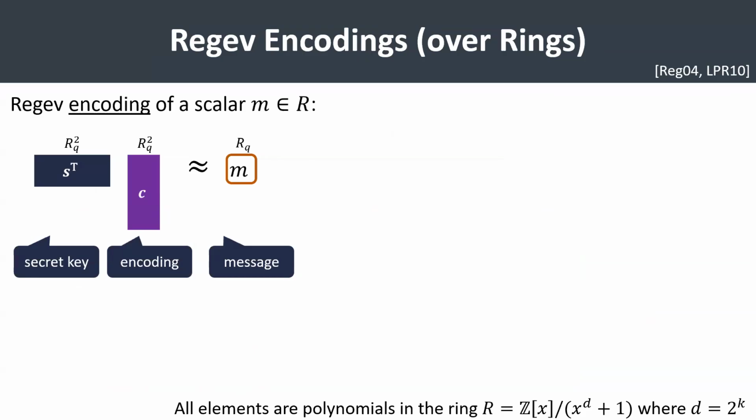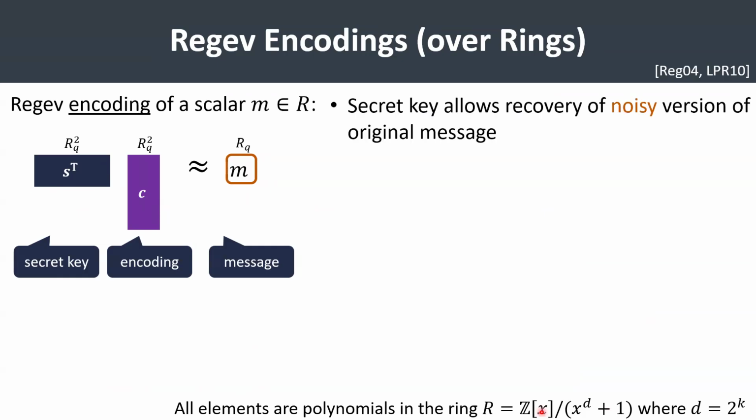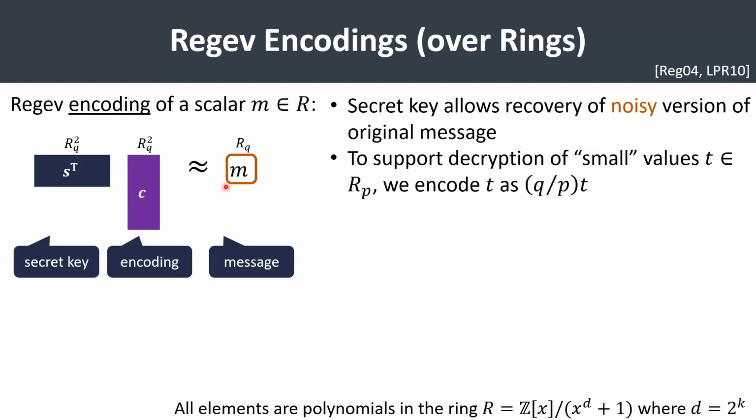I'll start by talking about Regev's encryption scheme. In Regev's encryption scheme, I have a message, I have a secret key, and I have the ciphertext. The invariant that you should think about is if I multiply the secret key by the ciphertext, where the secret key is a vector and the ciphertext is a vector, I get the message. Technically everything is working over polynomials, but that detail will not be relevant for this talk. Essentially, if you have the secret key and the ciphertext, you get a noisy version of the original message.